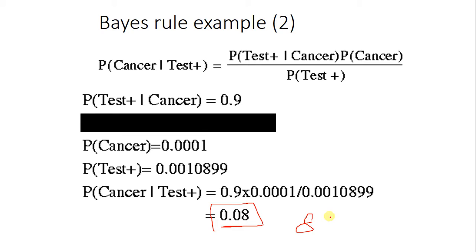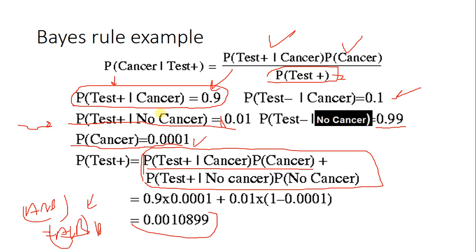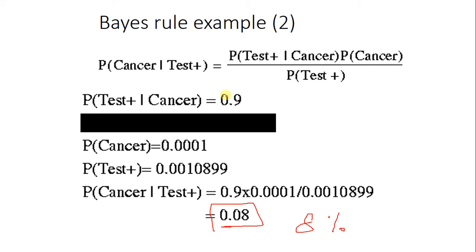It is actually 8%. So it is very surprising that given a person has cancer, the probability of a positive report is 0.9, which is very high. If a person has cancer, there are 90% chances that his report will be positive. But if the report is positive, then there are only 8% chances that he will have cancer. So no need to worry so much if the report is positive, because there are just 8% chances that you have cancer. The report may be positive due to some other reason as well.